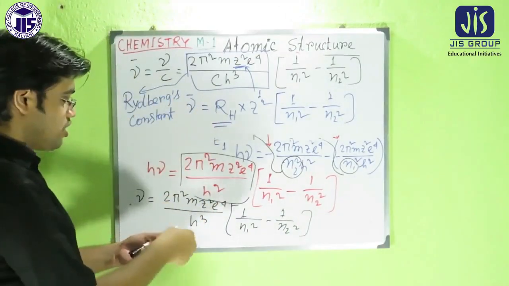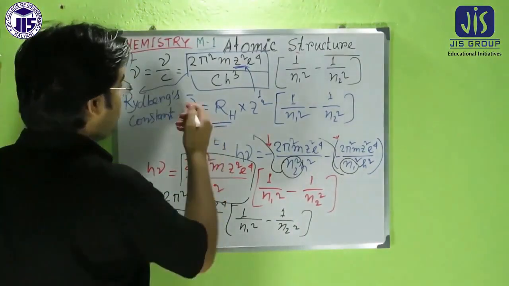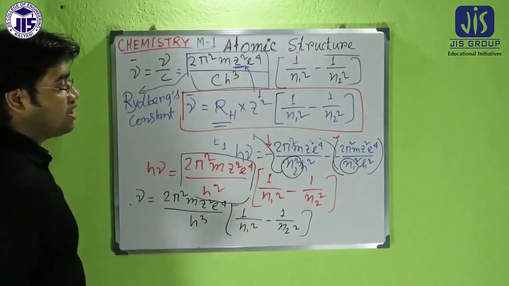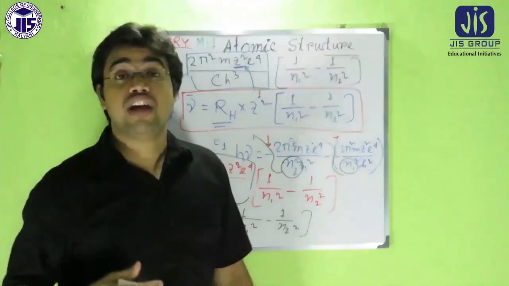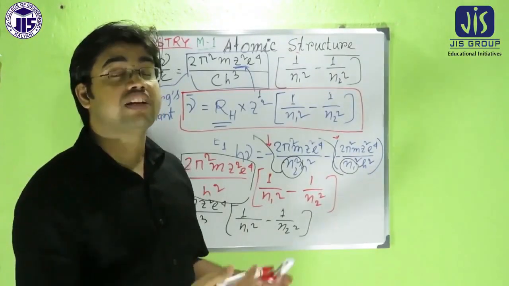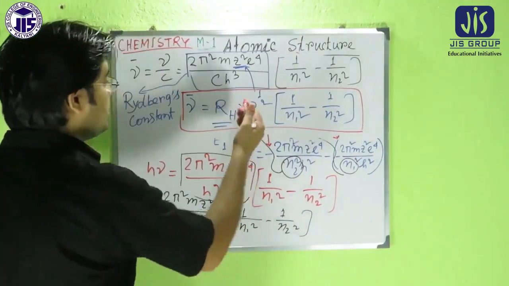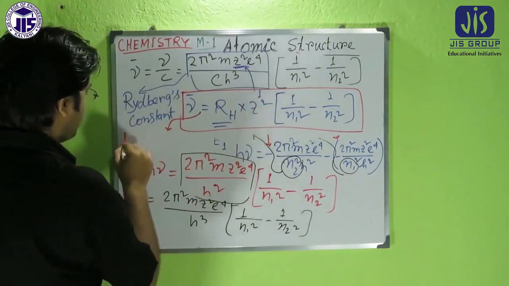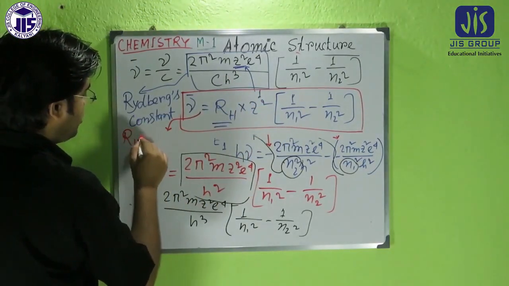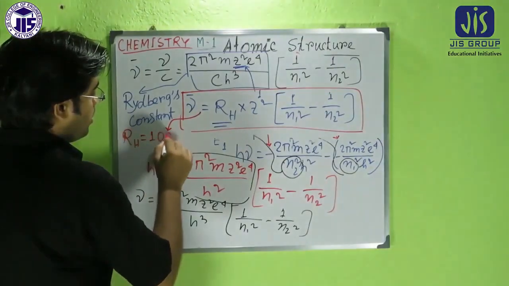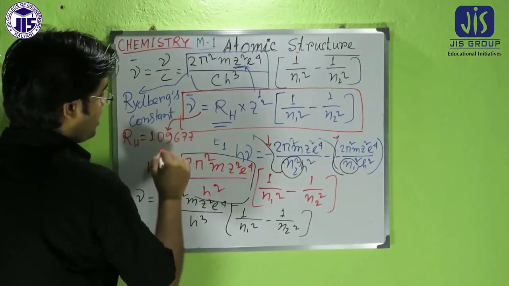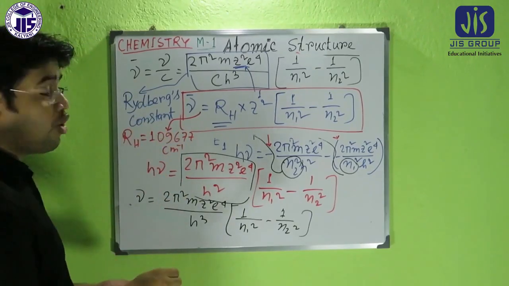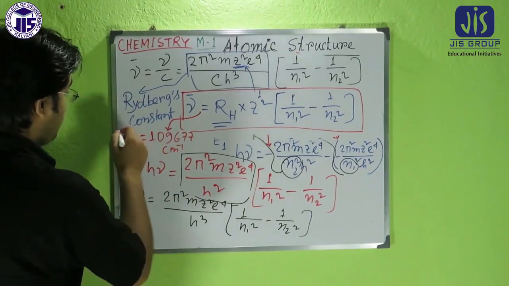So now this equation is the final expression, and you have to keep it in mind, because it is very important for understanding the spectral nature, or the spectral characteristics, of the atom. Here also the value of RH, the Rydberg constant, equals 109677 centimeter inverse. That is the value of the Rydberg constant, and you have to keep that value in mind.